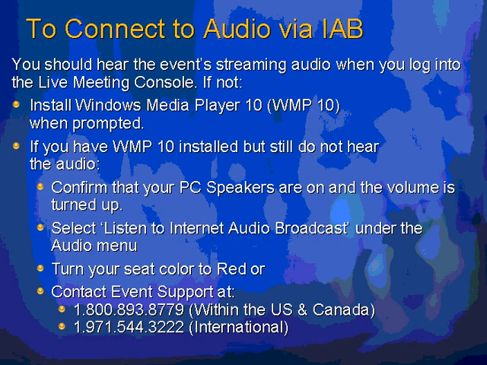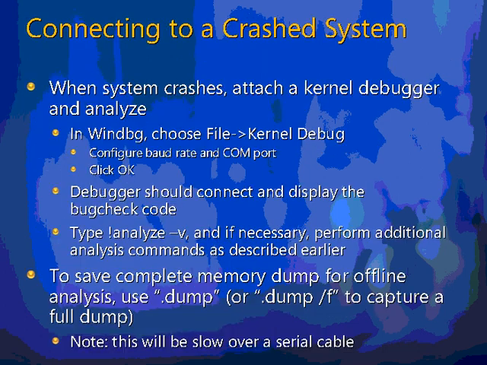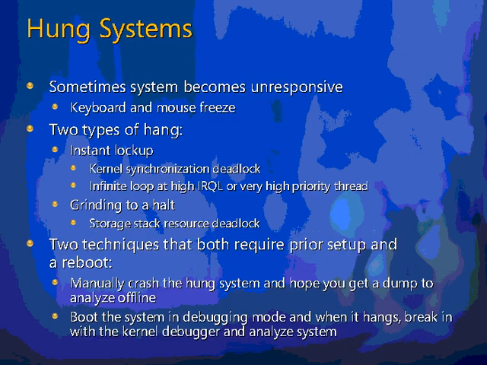Now, hung systems, another type of crash that doesn't generate a dump. Two types of hangs that I've experienced: instant lockup, and then the slow grinding to a halt, where you do something, that doesn't finish, you do something else to try to look at what's going on, that doesn't finish, you try to launch Task Manager, it never shows up, and then the system totally locks up. To analyze a hung system, you need to take some steps ahead of time. You've got two options here: booting the machine in debugging mode, or configuring it so you can crash the machine manually.